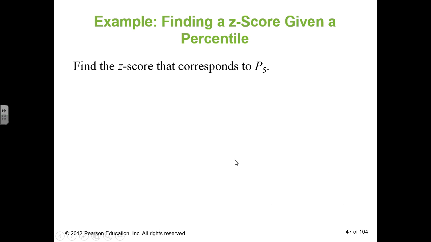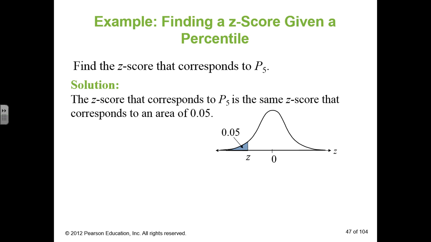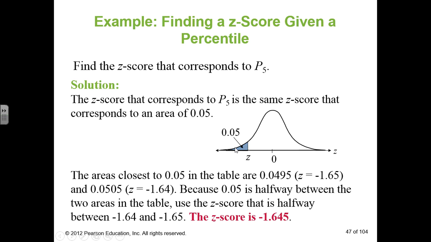Let's find the z-score that corresponds to P5, which is the notation for percentile 5, which means we're talking about 5% shaded in the bottom. Percentile 5 is a value such that 5% of the values are less than it. So here's 5% less than. We get out our table and we see that we don't see a 0.05, we see a 0.0495 and a 0.0505. Now, 0.05 is exactly halfway between these two values. So halfway between negative 1.64 and negative 1.65 is negative 1.645.